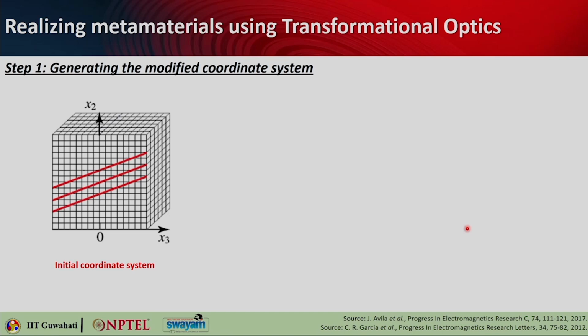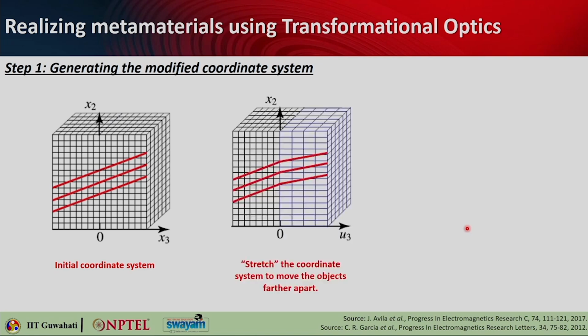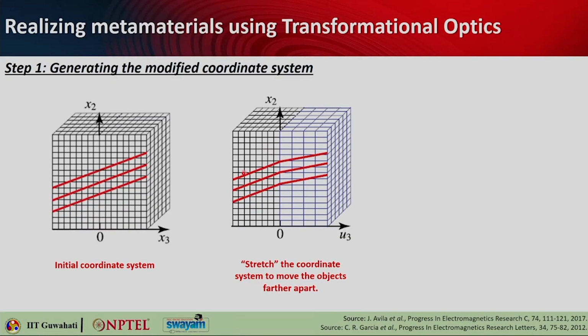So, why do we bother about all this? Because when we discussed the applications of transformation optics in the previous lecture, we saw that we require this kind of anisotropic materials. Something like, we will just take an example, say you want to stretch this particular coordinate system, and that will help you move the objects apart.